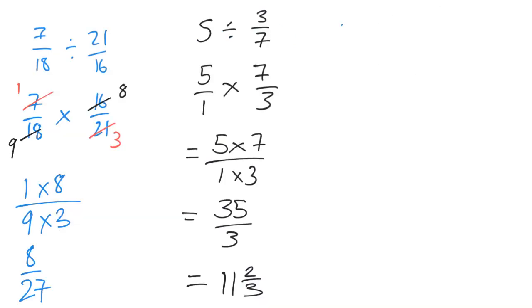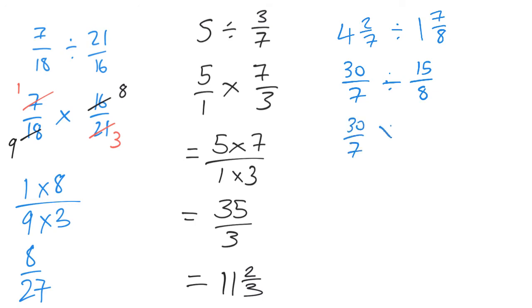And then the last example, 4 2/7 divided by 1 7/8. So we need to change these to improper fractions first of all. There's 7 sevenths in one whole, so there's going to be 28 sevenths in 4 wholes, which means there's 30 sevenths in 4 2/7. There's 8 eighths in 1, which means there's 15 eighths in 1 7/8. The fraction we're dividing by, turn upside down and multiply, so we change the divide to multiply, and we turn the fraction upside down to get 8 over 15.